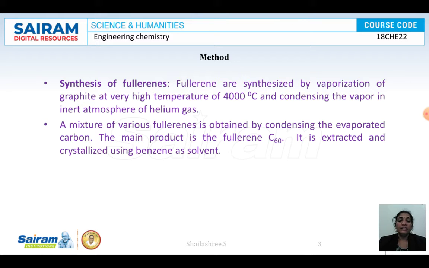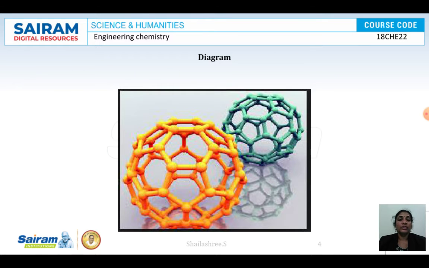When graphite is heated at a high temperature of around 4000 degrees centigrade in the presence of an inert gas atmosphere, fullerene will be obtained, and then it will be extracted and crystallized by using a solvent like benzene. The structure of the fullerene will be like this.